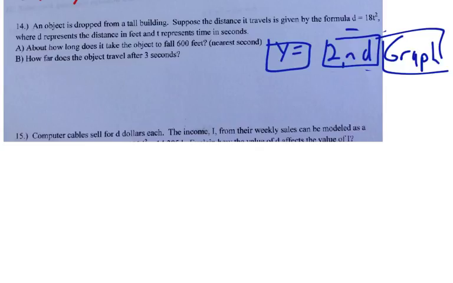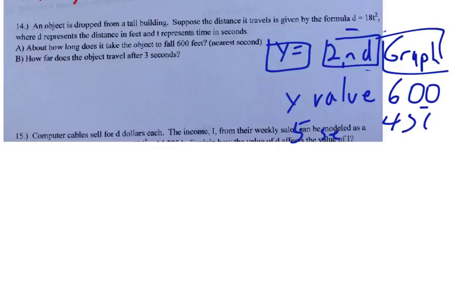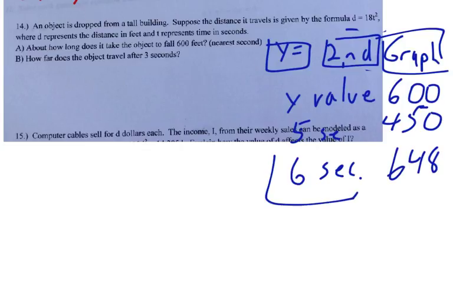So I'm looking at my second graph and I want to see when my y value equals 600. And I'm looking at that, and at 5 seconds it's 450. At 6 seconds it's going to be 648. So which one is it closer to 600? Is it 6 seconds or 5 seconds? And I'm definitely getting that it's going to be closer to 6 seconds.